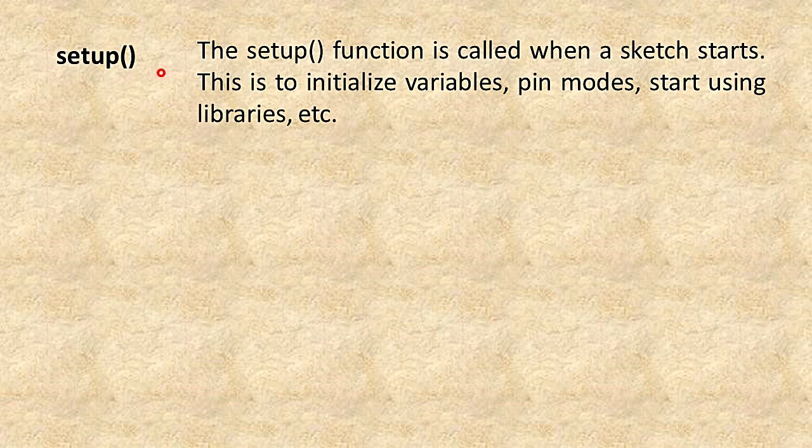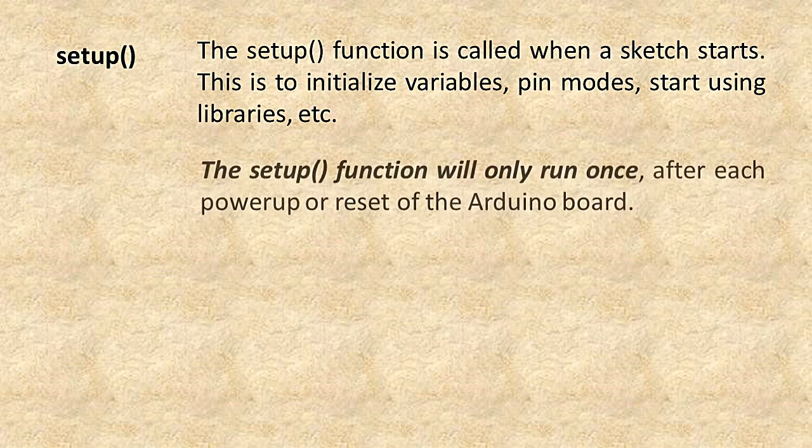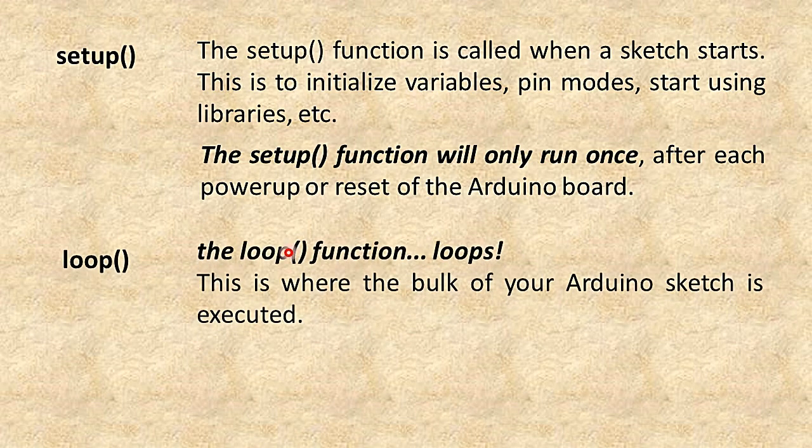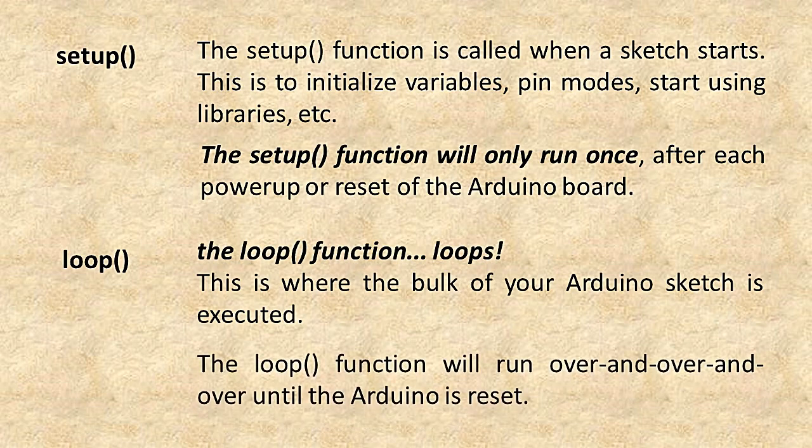The setup function is called when a sketch starts. This is to initialize variables, pin modes, start using libraries, etc. The setup function will only run once after each power up or reset of the Arduino board. The loop function is where the bulk of your Arduino sketch is executed. The loop function will run over and over until the Arduino is reset.